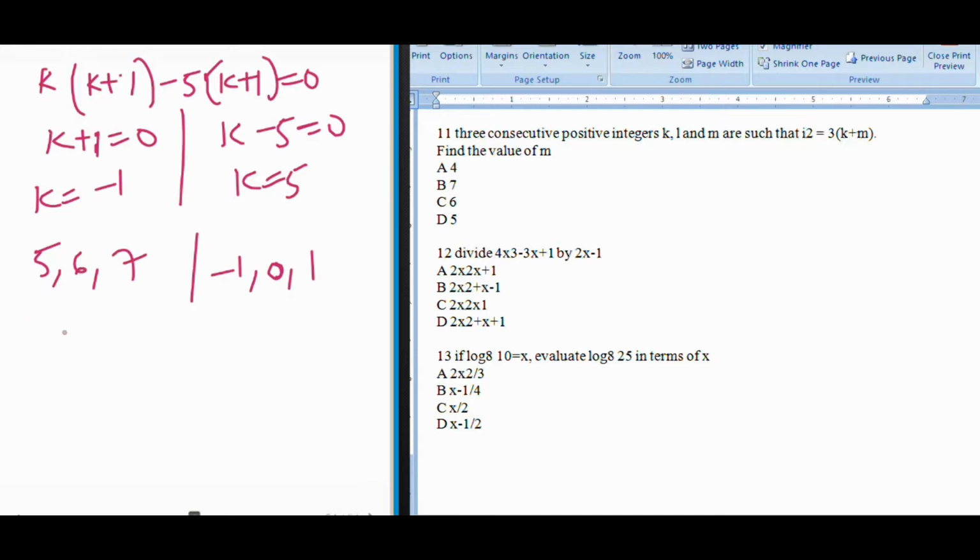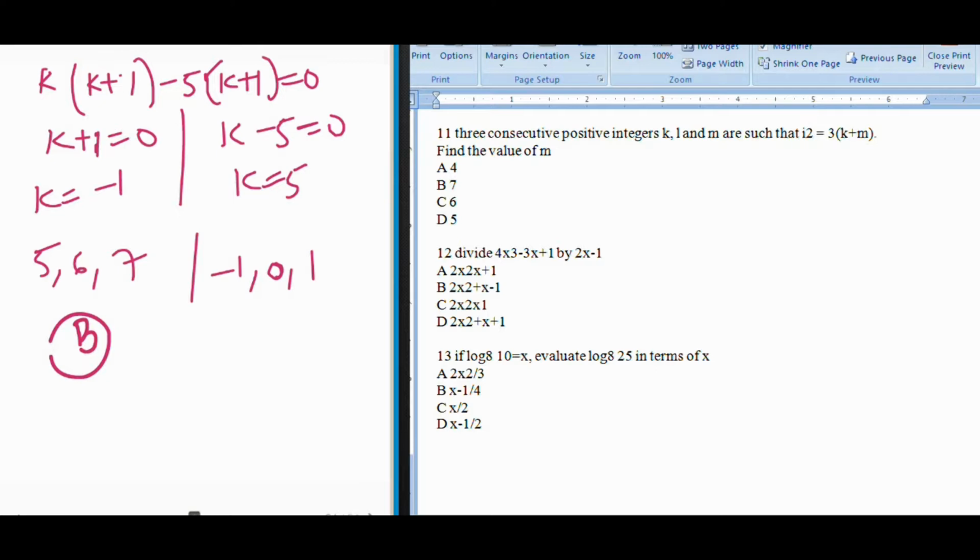The next question has to do with polynomial. We are to divide 4x cube minus 3x plus 1 by 2x minus 1.